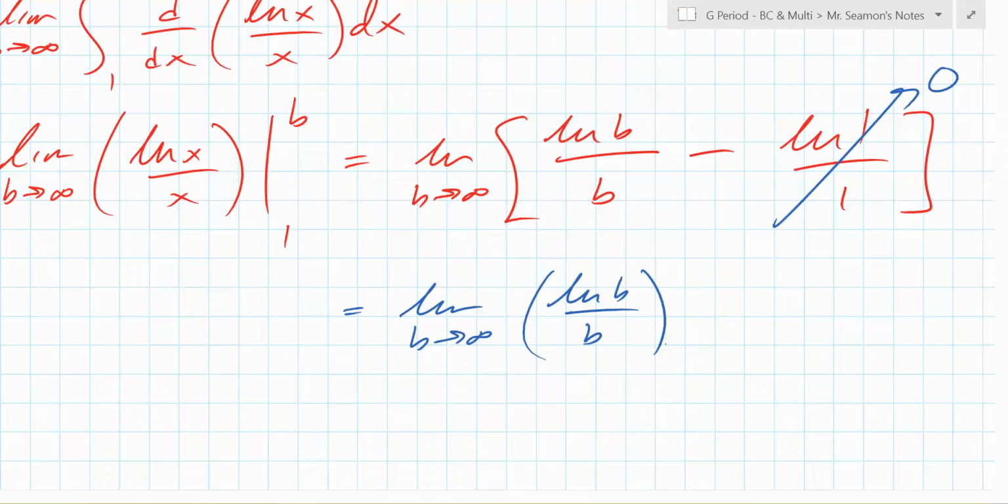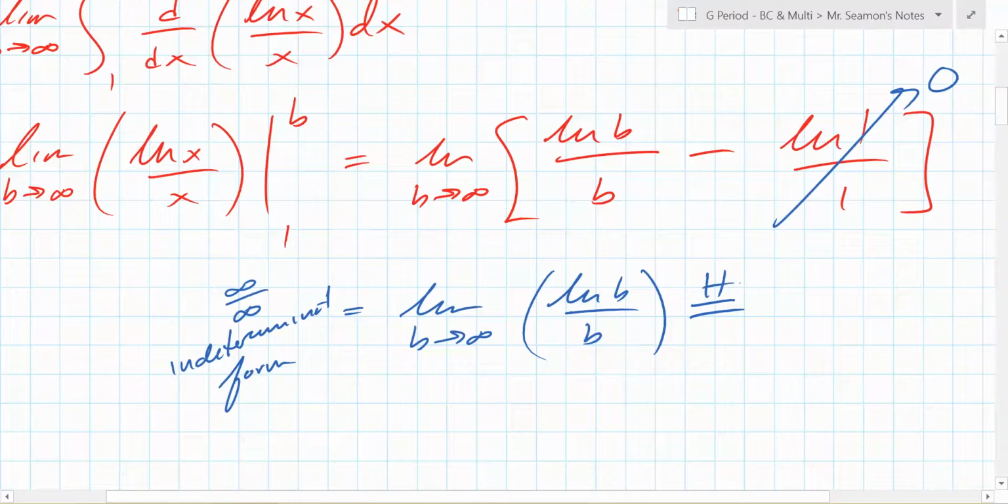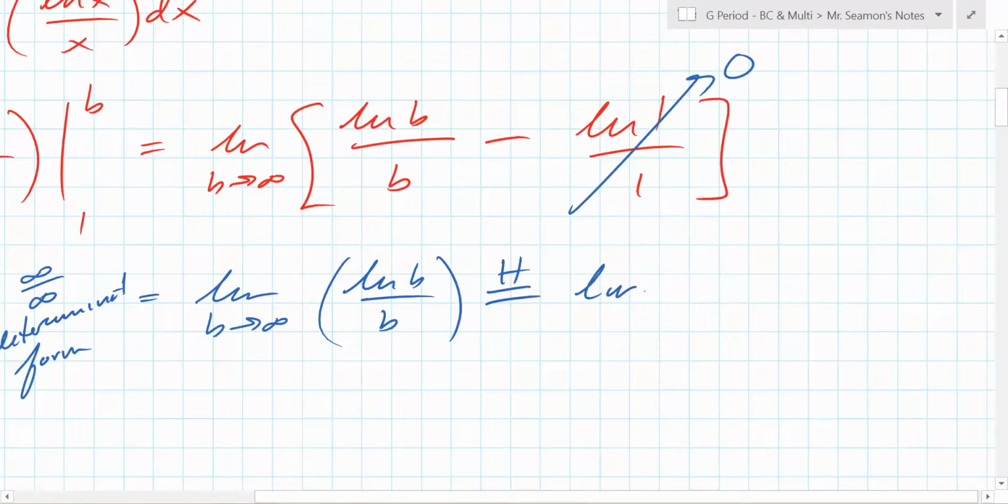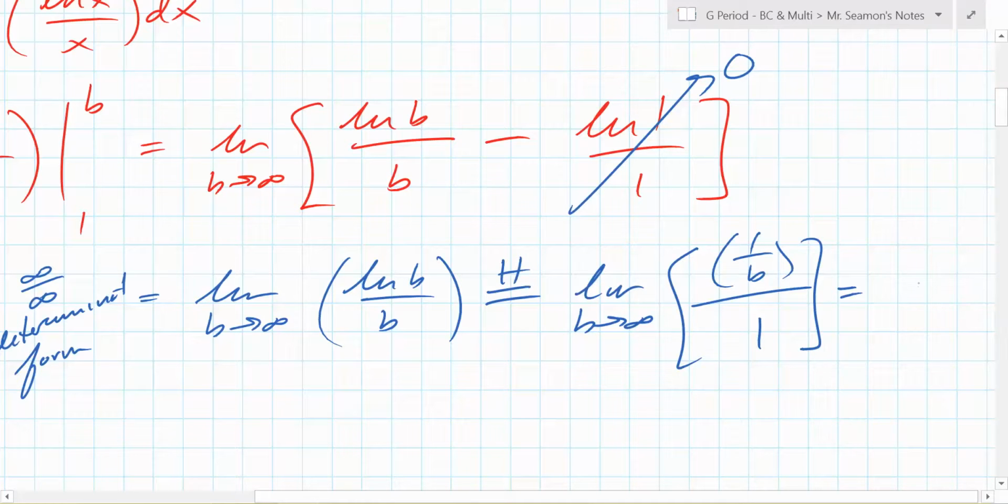What does the numerator go to? No. What does the denominator go to? This is infinity over infinity. This is an indeterminate form. So what can you do? You do this little H thing. You do the derivative of the top and bottom. It's the same thing. So what's the derivative of ln b? 1 over b all over 1. What does that go to? 0.